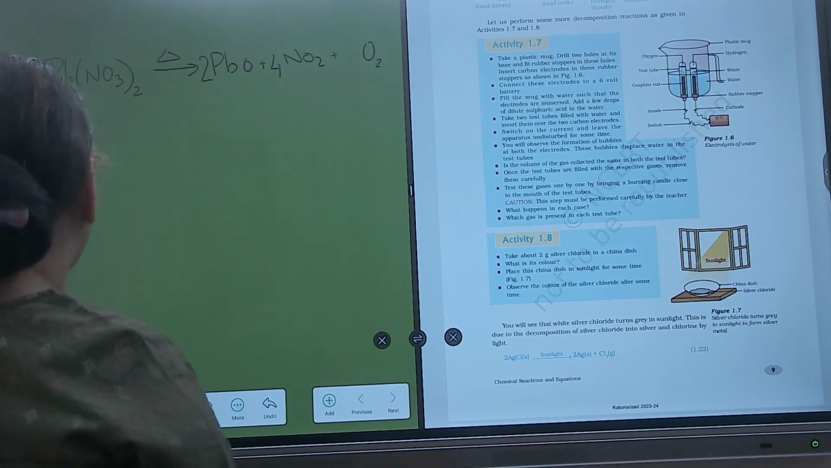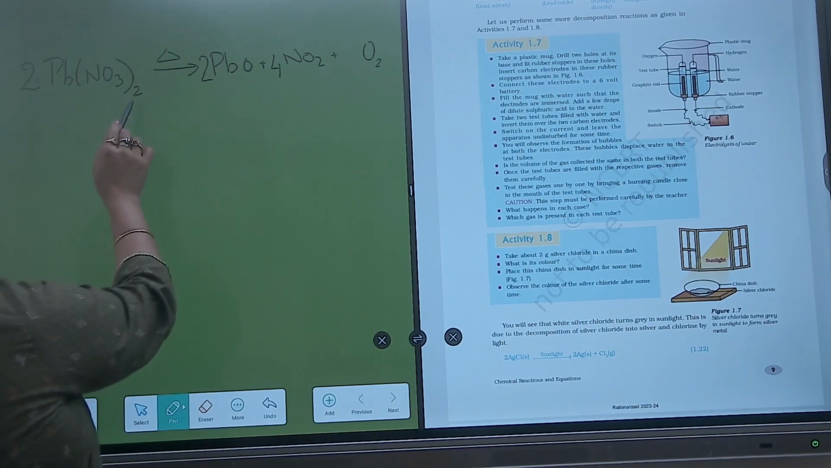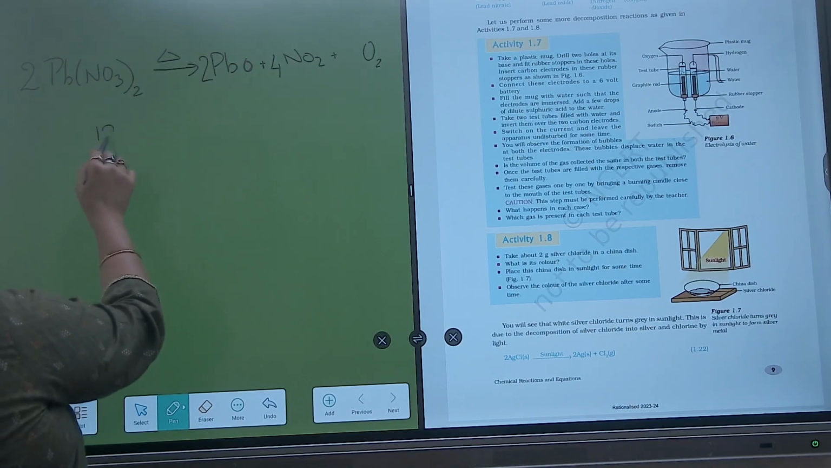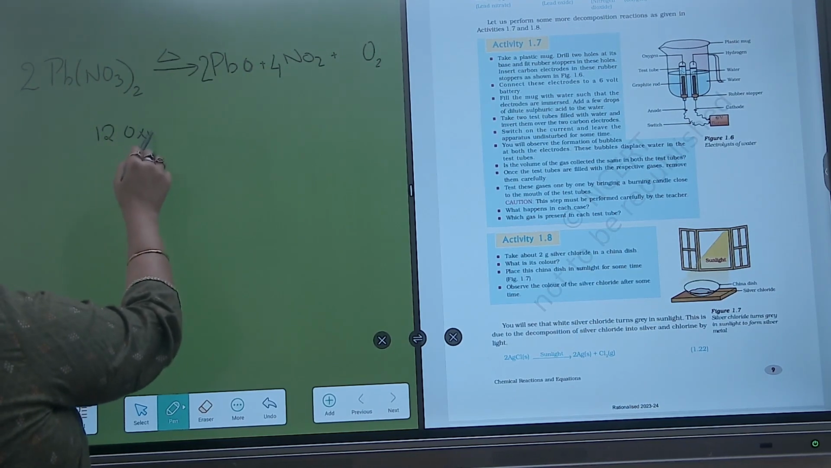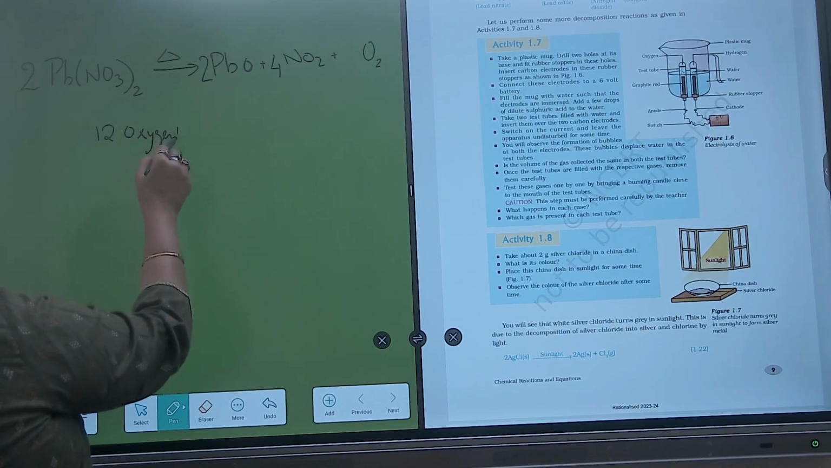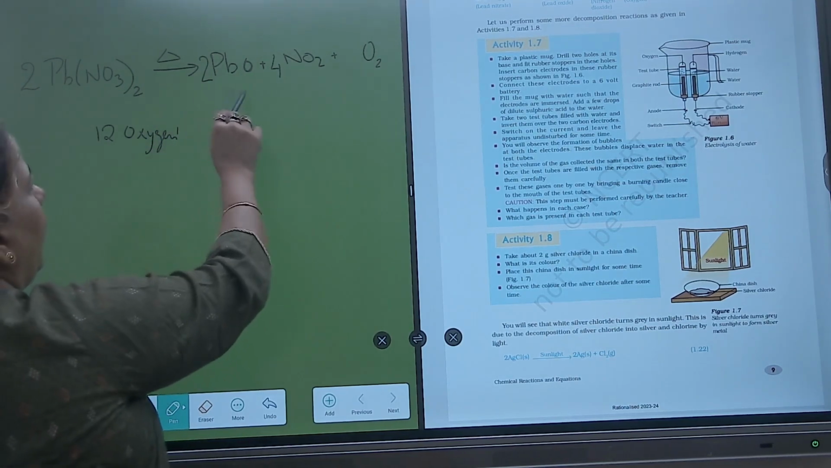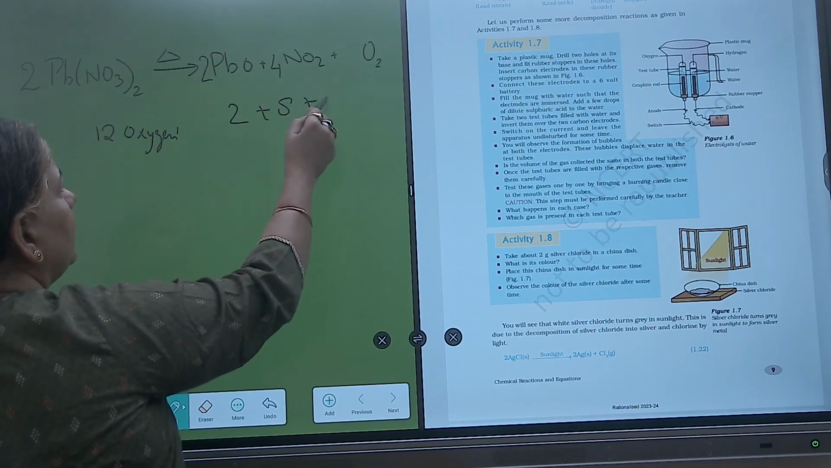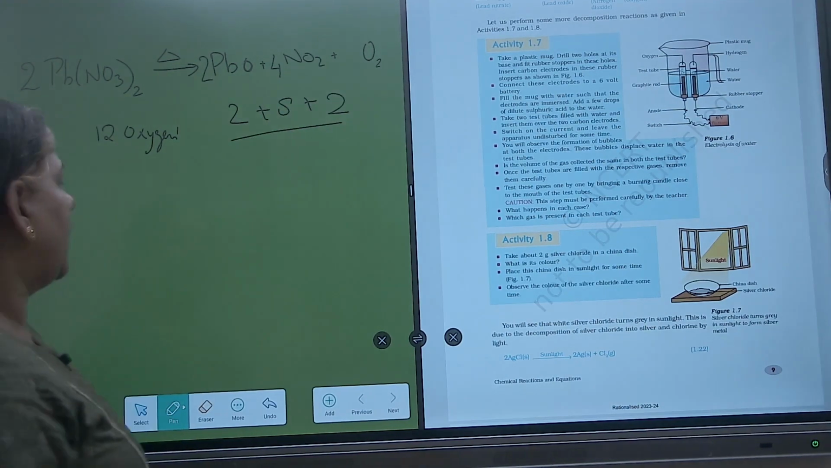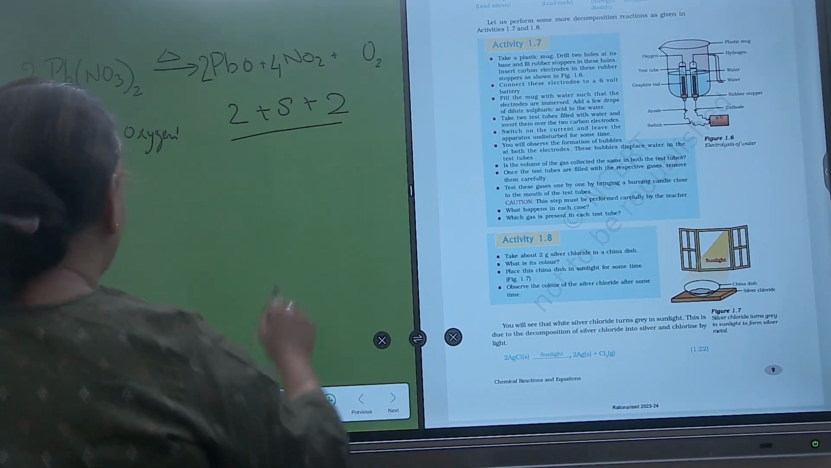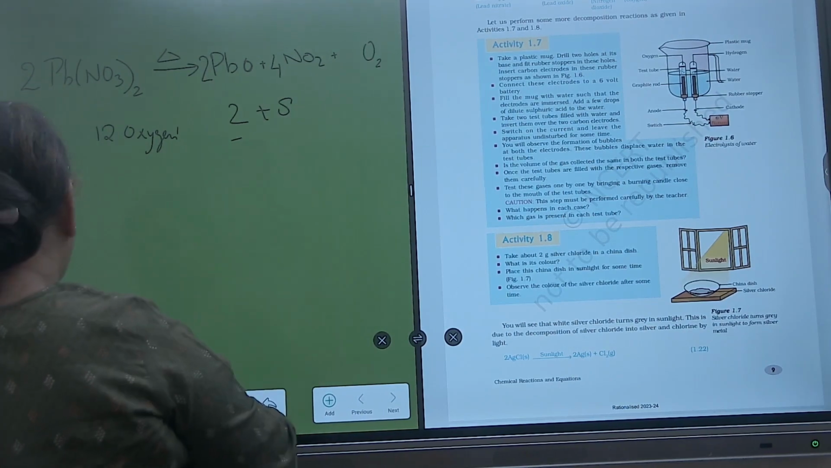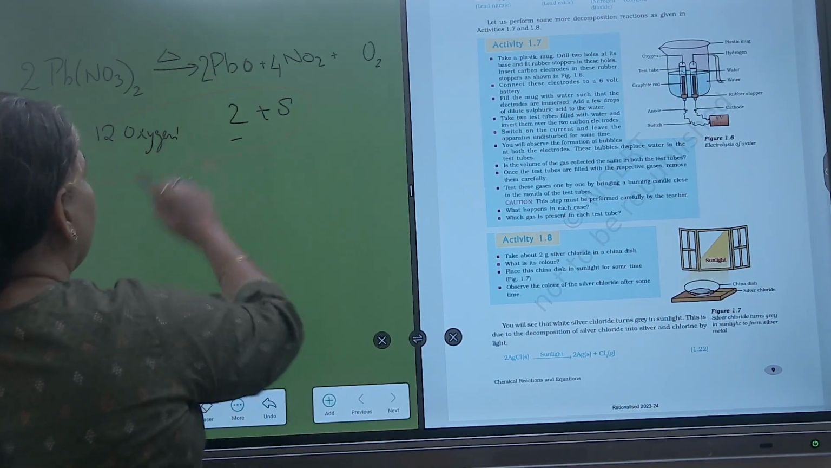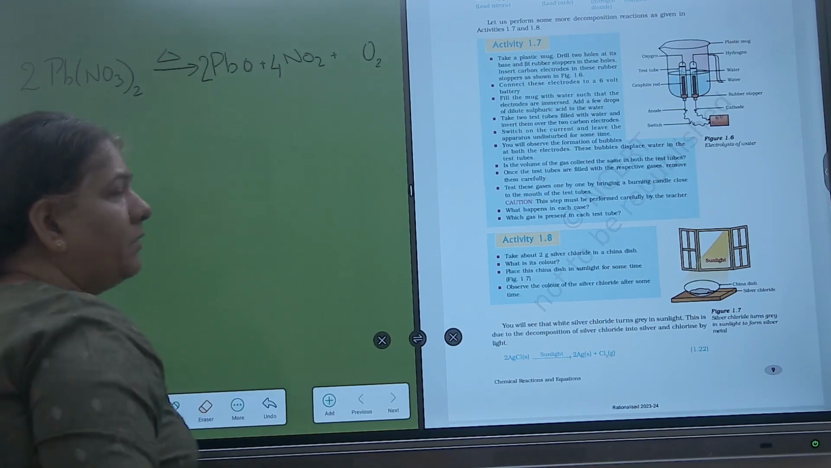Now let's see. See, we have 2 2s of 4, 4 3s are 12 oxygen atom on LHS side. Here we have 2 plus 4 2s are 8 plus 2. Again oxygen atom. Now it is balanced. So you'll have to practice balancing, which is not very difficult part.